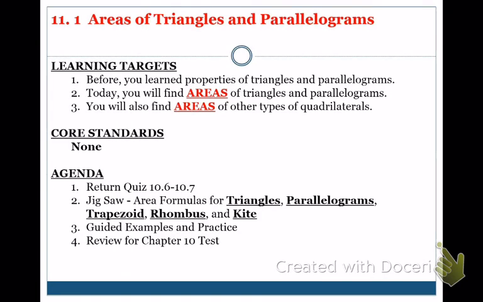So today we're going to start into chapter 11, which is all about area. We'll get into circles as well. We'll talk about sectors and arc lengths and things like that too. Today we're going to ease into it and just talk about some of the areas and how to find the areas of some shapes that you already know how to find the area of.